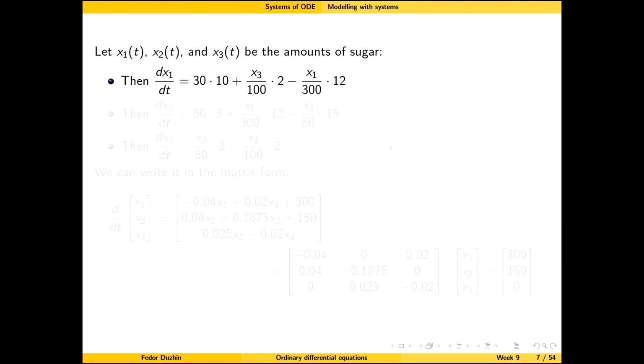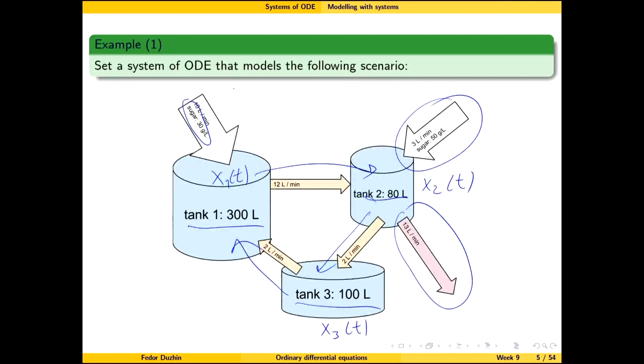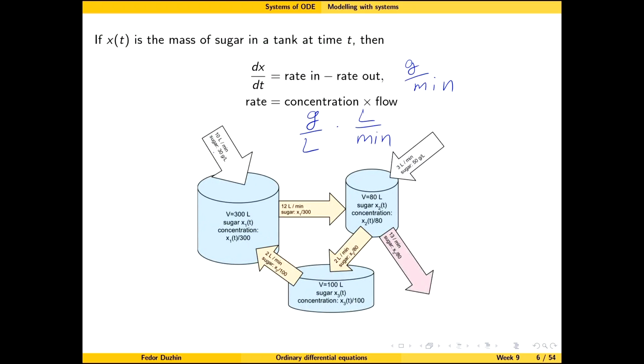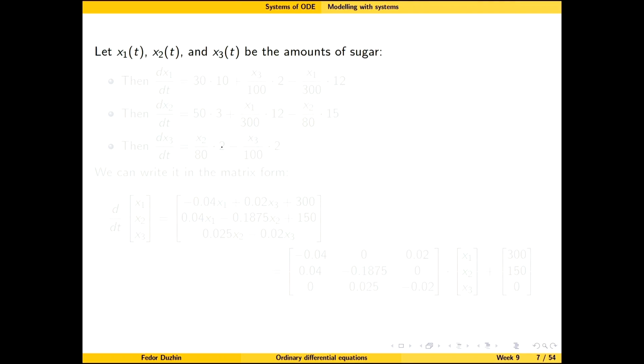Then the amount of sugar in the first tank is what? That's the rate of change of the sugar in the first tank. So this is coming in from outside. This is given to us: 30 times 10. So 30 is the concentration, and 10 liters per minute is the flow. So it's 30 times 10.